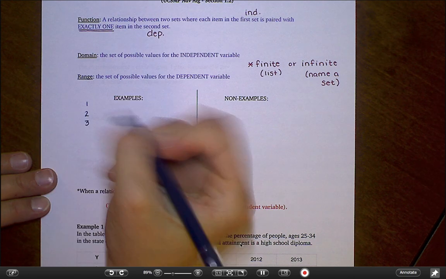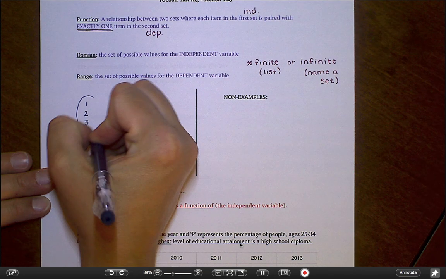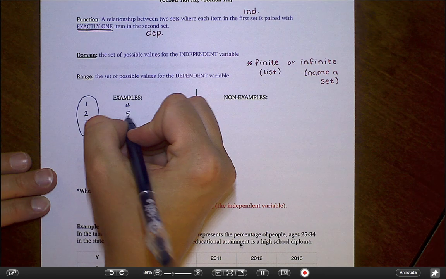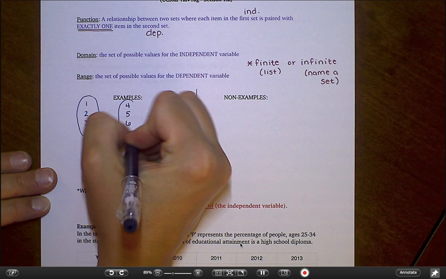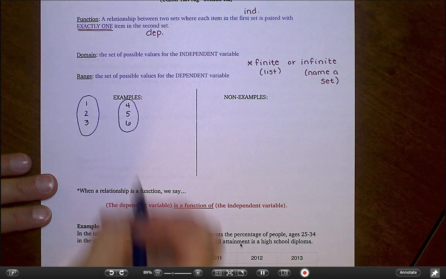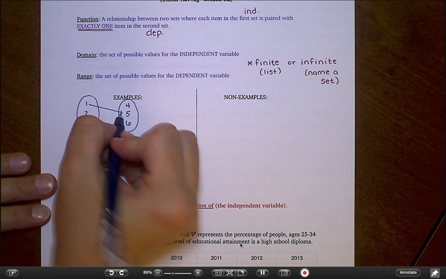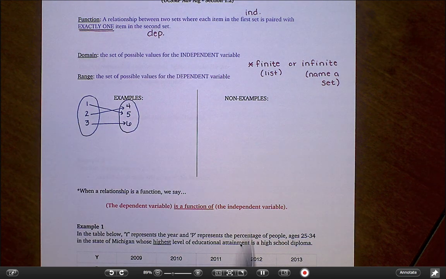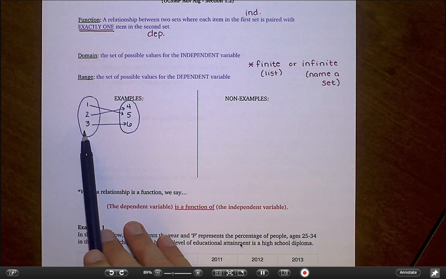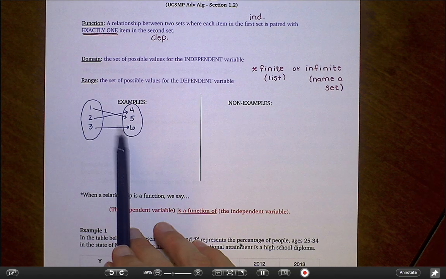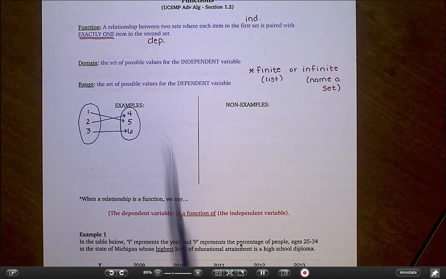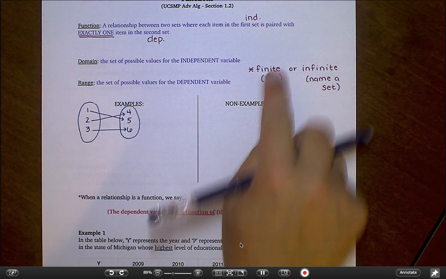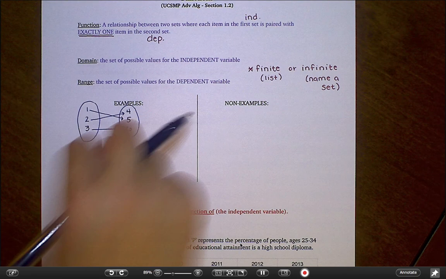So maybe this is my first set of numbers, 1, 2, and 3. And I'm going to pair them up with the numbers, I'm not super creative here, so I'm going to go 4, 5, and 6. Okay. And I can pair them up any way I want. So 1 gets matched up with 5, 2 gets matched up with 4, 3 gets matched up with 6. That is a function relationship, because each item over here in this first set has exactly one partner over on the other side. Okay. By the way, my domain here would be 1, 2, and 3. My range would be 4, 5, and 6. This is a finite one, meaning I can literally list the items in the domain.